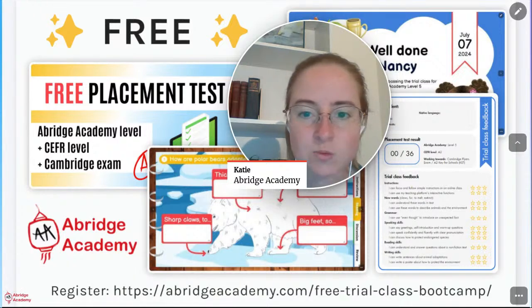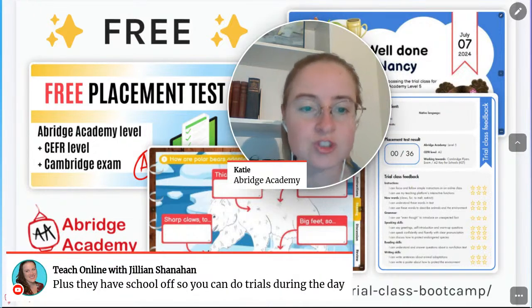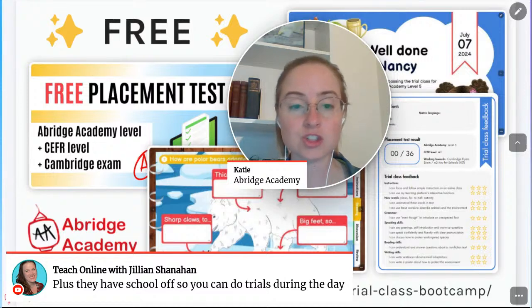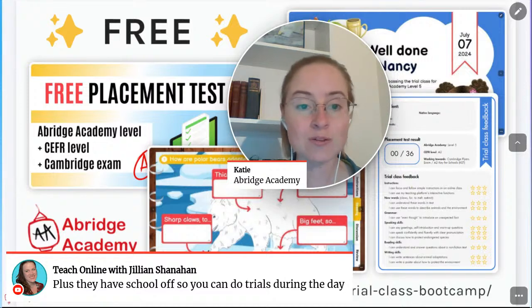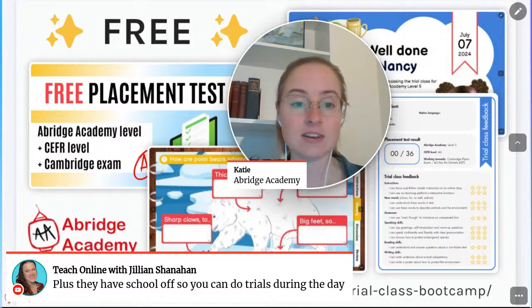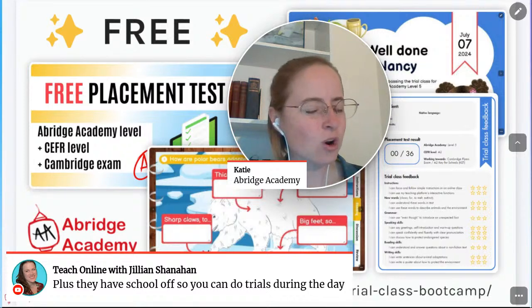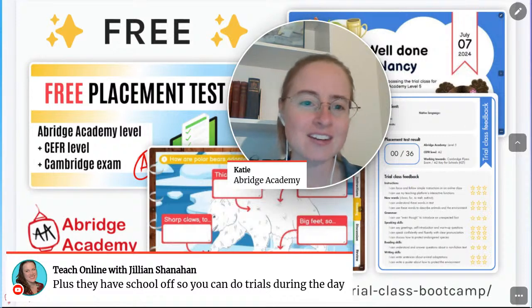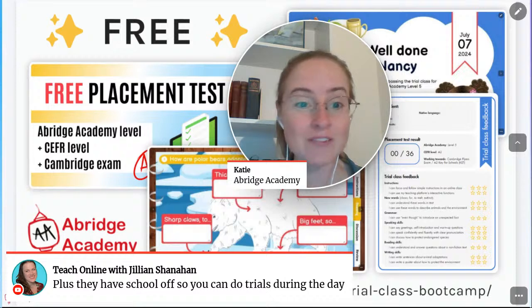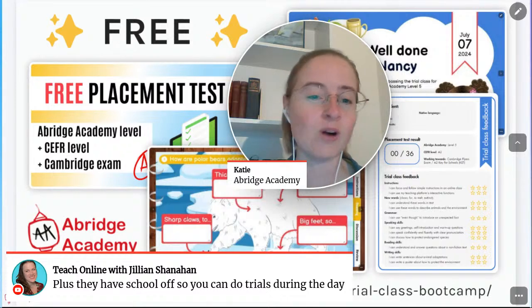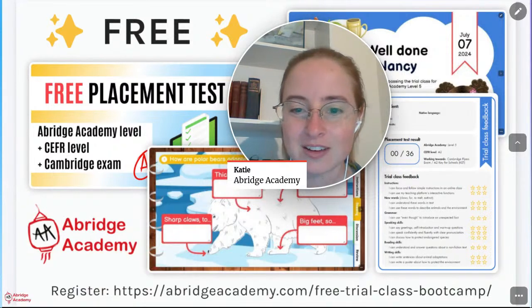That's a good point about this week. Parents have got school off to do trials during the day. Exactly. Normally students are only taking classes after school hours, but suddenly if it's the school holidays, school vacation for you Americans, then they can take classes during the day, when they don't have other things scheduled, and it's the perfect time for you to offer those trials.